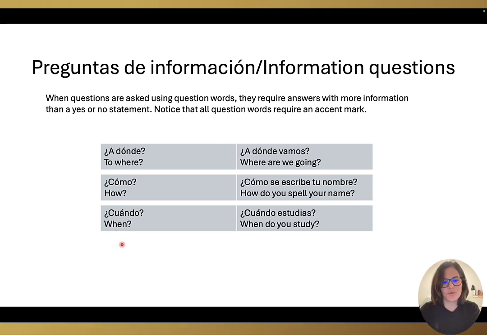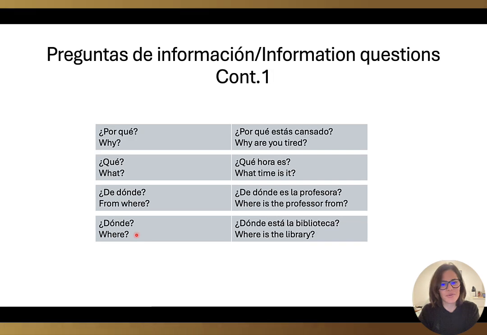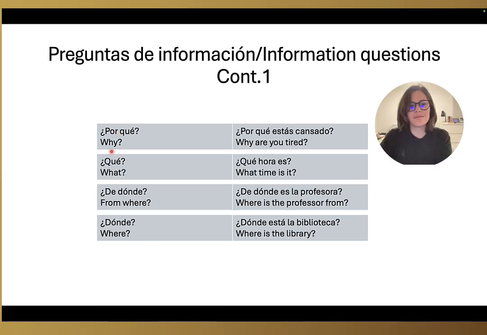¿Cuándo? When? ¿Cuándo estudias? When do you study? You could say, ¿cuándo estudias español? When do you study Spanish? Or for your Spanish class. Para continuar, ¿por qué? So, why? Notice it's two words, right?